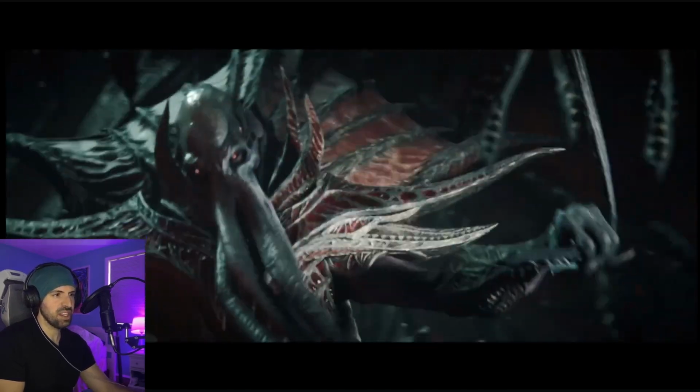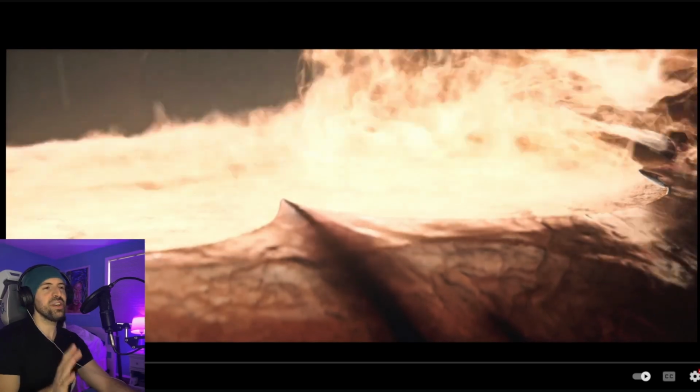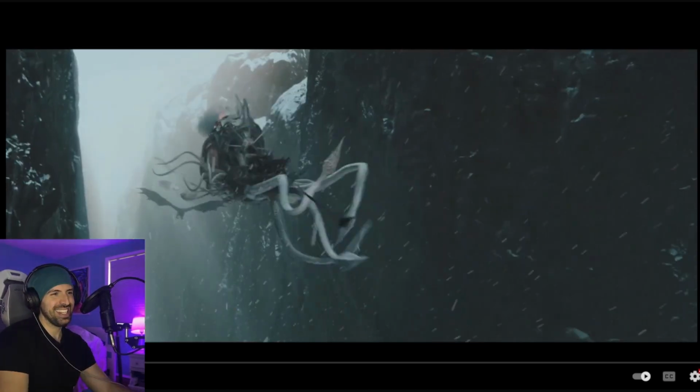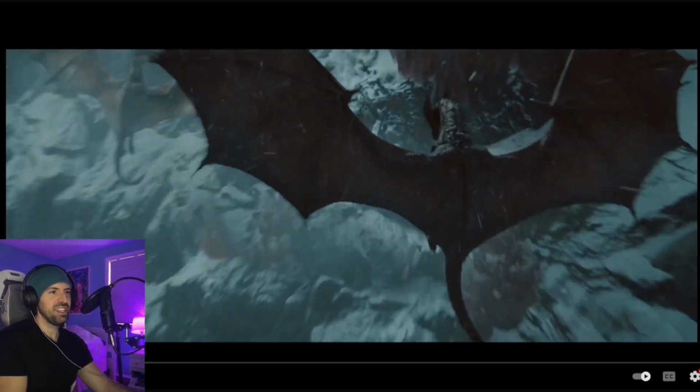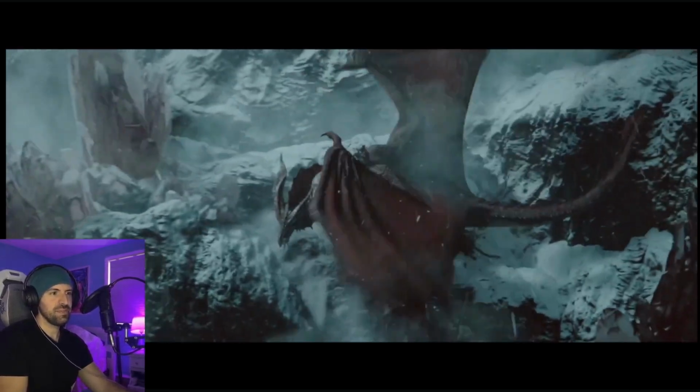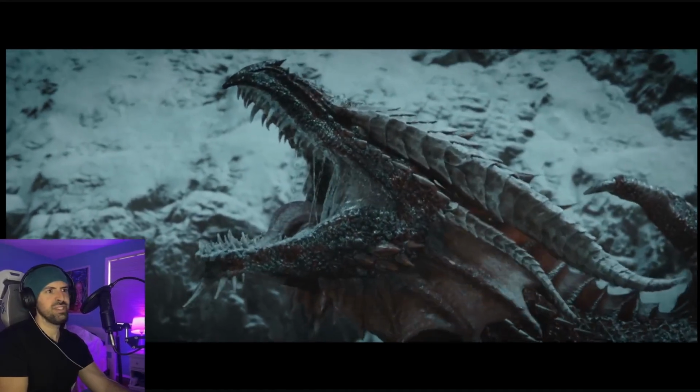Nice close up there. This is so cool, man. That idea of ignition, where the flames are just creeping up enough to light it up. It's such a cool idea, man. Such a cool concept to see visually. Look at the detail on that dragon's maw and everything. Just amazingly done.